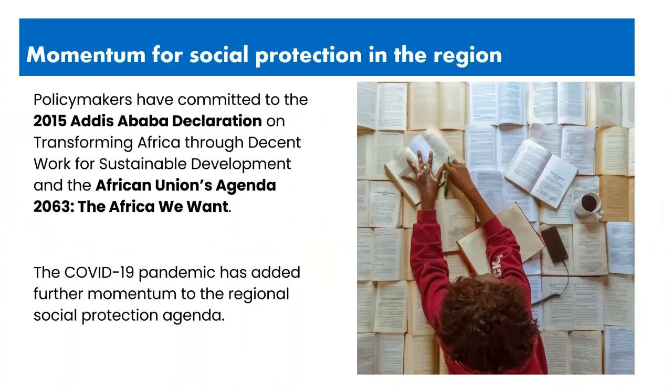So policymakers in Africa have committed to the 2015 Addis Ababa Declaration and the Sustainable Development Goals, but also the African Union Agenda 2063 on the Africa we want. And those declarations have included social protection. And the COVID-19 pandemic has added further momentum to have a regional or national social protection agenda.